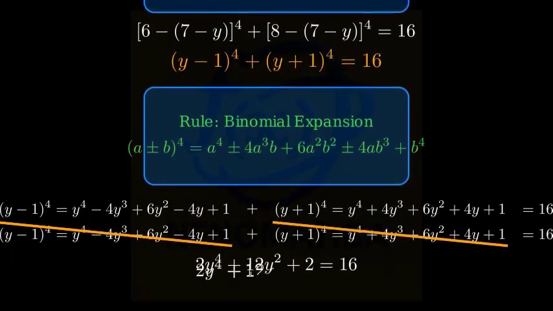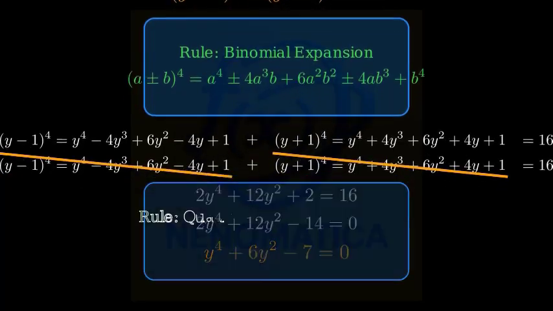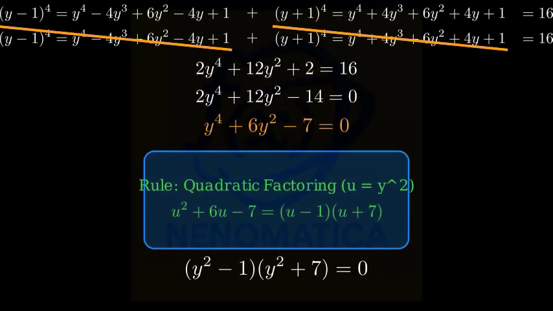Move 16 to the left and divide by 2 to obtain y to the fourth plus 6y squared minus 7 equals 0. Now factor this biquadratic by letting u equal y squared. You can factor u squared plus 6u minus 7 as (u minus 1)(u plus 7). Substituting back u equals y squared yields (y squared minus 1)(y squared plus 7) equals 0.